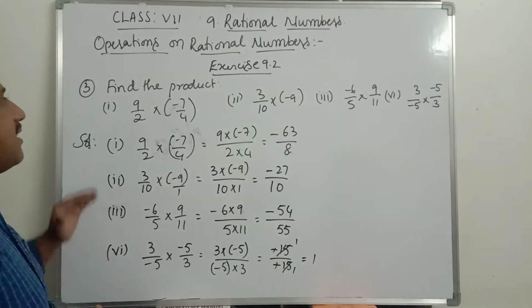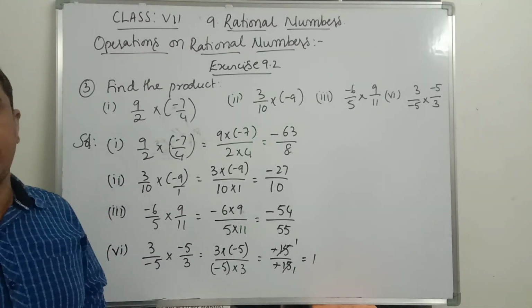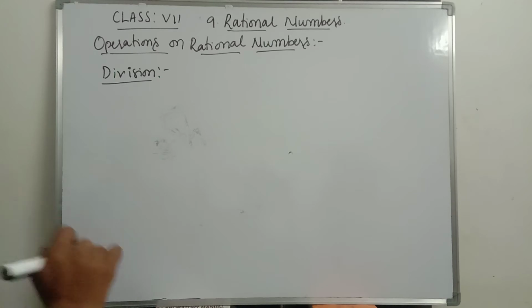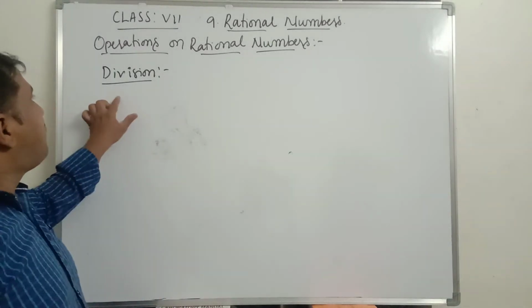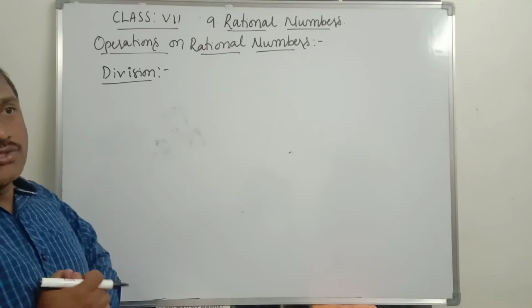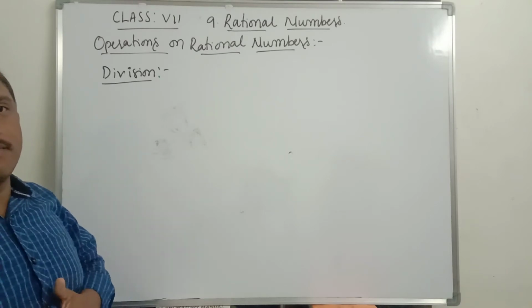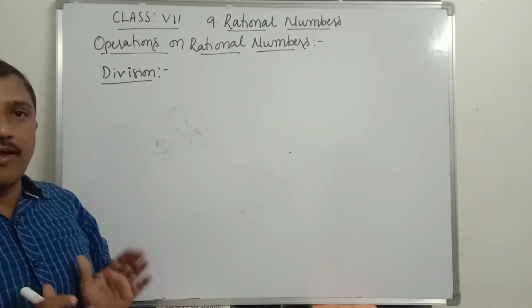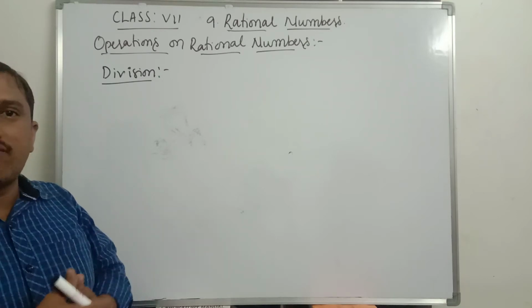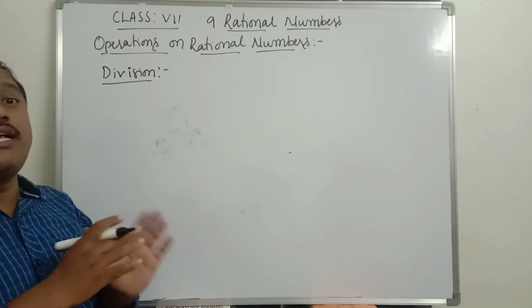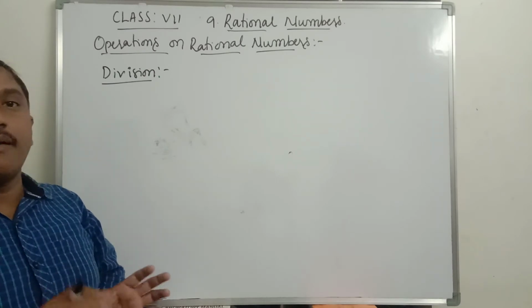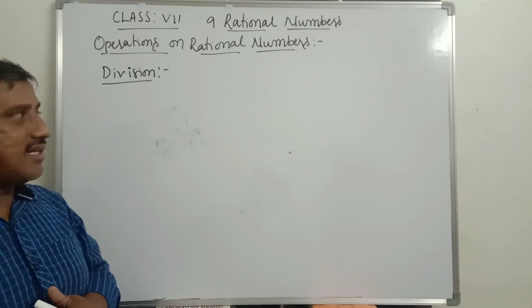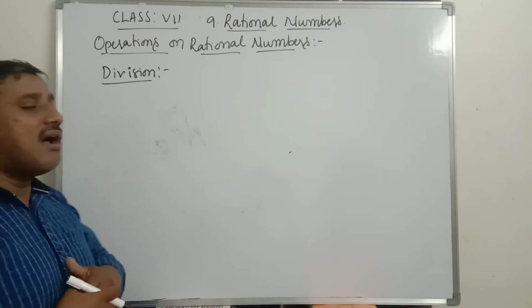Now we will discuss the last operation, that is division of rational numbers. What we discussed for division of fractions, the same concept will apply. How do we divide two fractions? The first fraction is divided by the second fraction, means the first fraction is multiplied by the reciprocal or multiplicative inverse of the second fraction. The same concept is applicable for rational numbers.